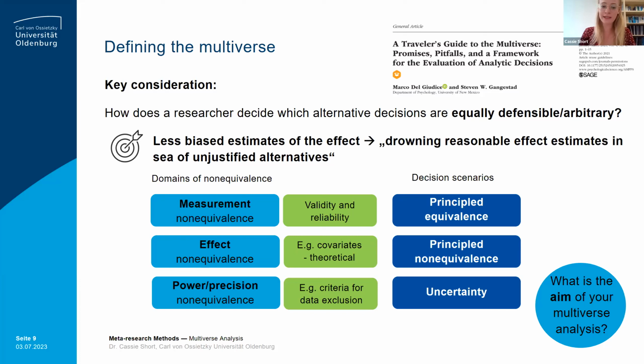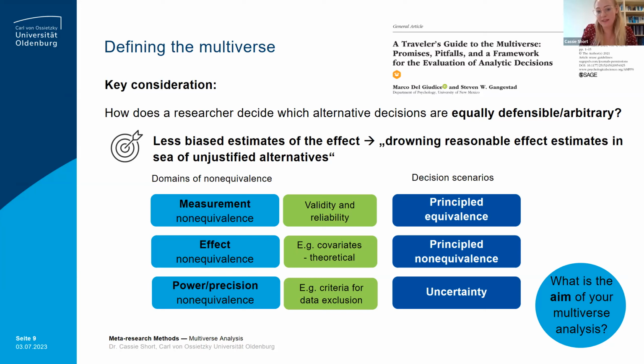And then a third example is power precision non-equivalence. So they say one thing that you might decide to fork in your multiverse is how you deal with outliers, the criteria for data exclusion. And this can lead to variation in sample sizes in the final data sets, the multiverse of data sets. And therefore this provides an imbalance of power across the effects.